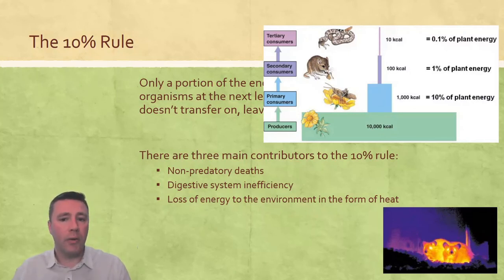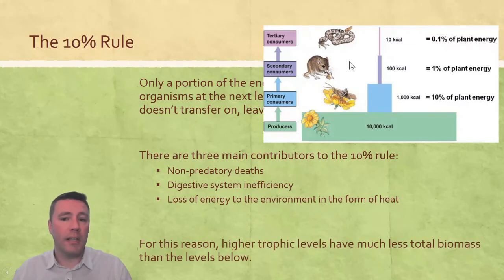Because of the 10% rule, if we were to calculate the biomass of each of these levels in an ecosystem, we would find that the higher trophic levels have much less biomass than the levels below them. In other words, if I determine the mass of all grasshoppers in an ecosystem and then determine the mass of the few snakes in an ecosystem, the grasshoppers by mass would greatly out-quantify the snakes.